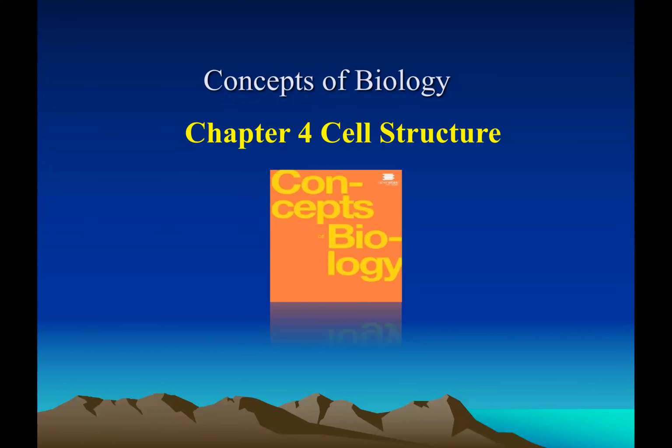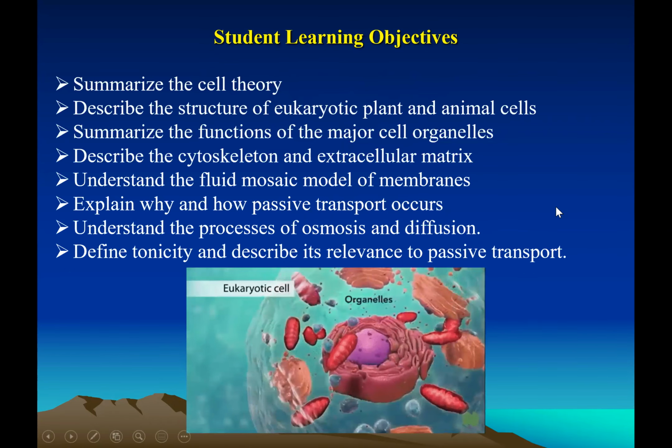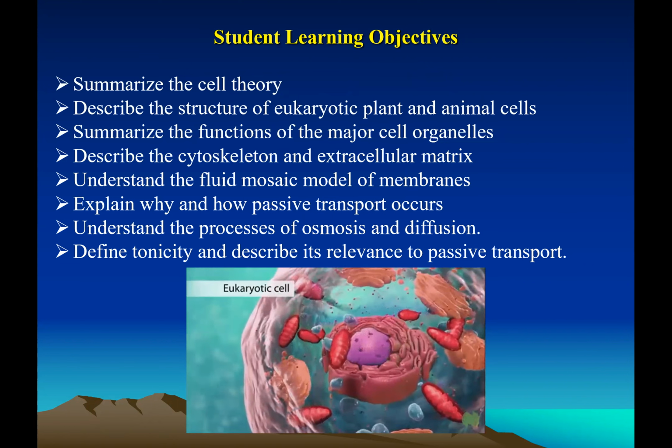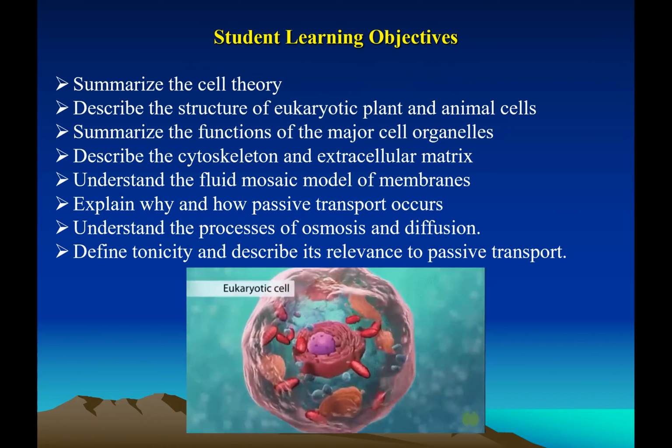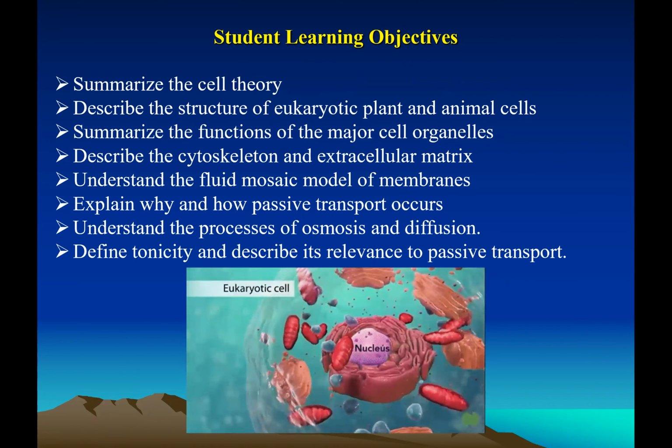Chapter 4, Cell Structure and Function. The main student learning objective for this lecture is for you to understand cell theory first. How did they discover that life is made up of cells? So we'll go over the discovery of the cell theory.